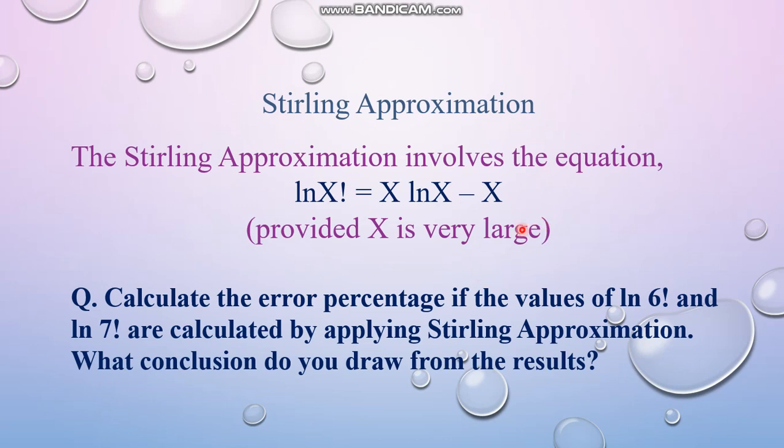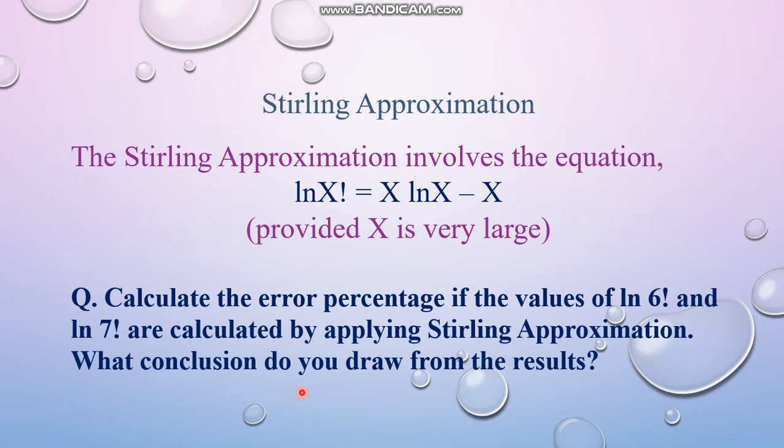So this is some kind of approximation which would be applicable only when x is very large. So first of all we have to put some smaller values such as 6, 7, 8, 9, and try to find out whether the left hand side is equal to the right hand side. This type of question you may have to face in your exam: calculate the error percentage if the values of ln 6 factorial and ln 7 factorial are calculated by applying Stirling approximation. And the main thing is, what conclusion do you draw from the results?